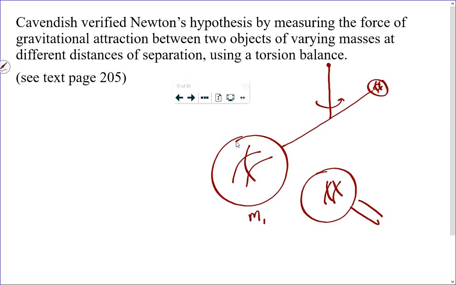This is M1, you can measure it. This is M2, you can measure it. This distance is R, not necessarily an easy thing to measure, but you can measure the distance between the surfaces of the spheres and add the two radii. He determines the force, and we don't need to get into really all the details here, but he determines the force based on how much this thing spins or rotates.